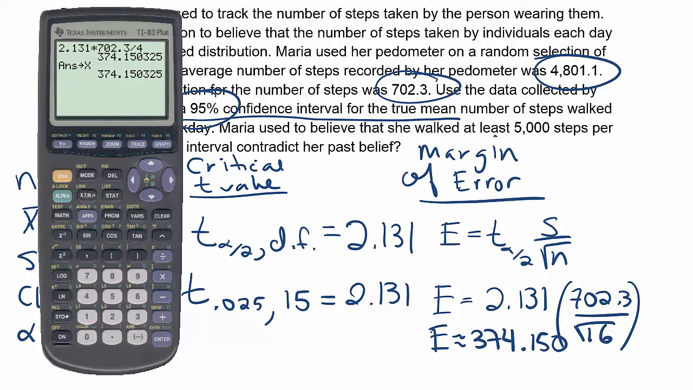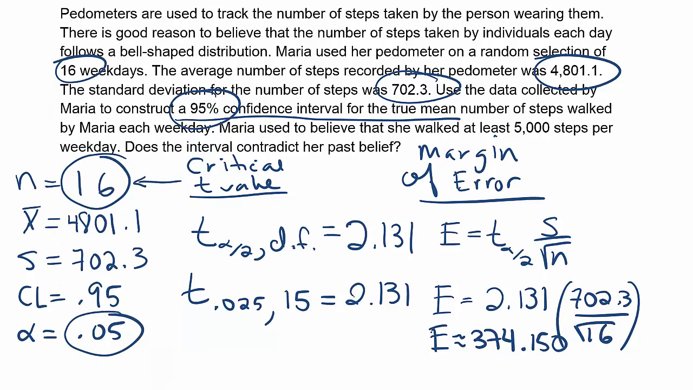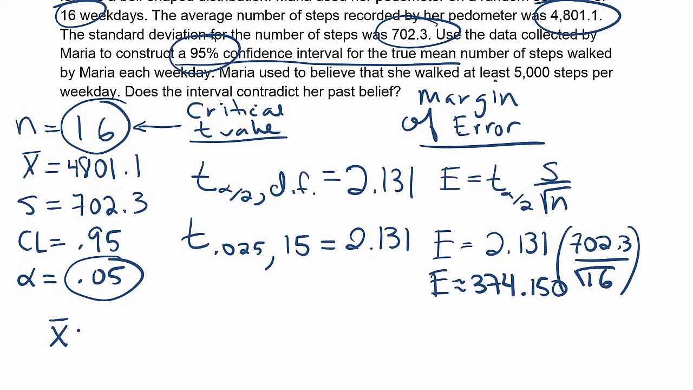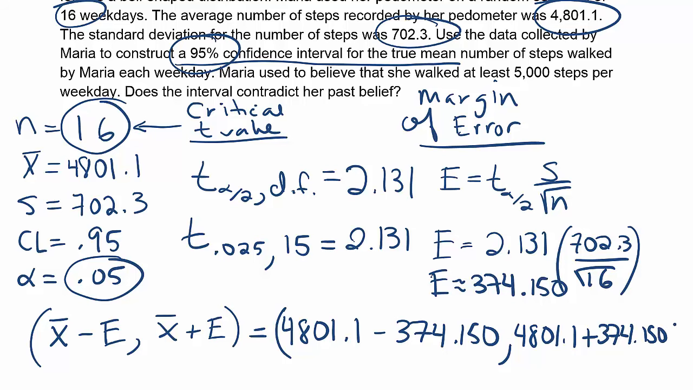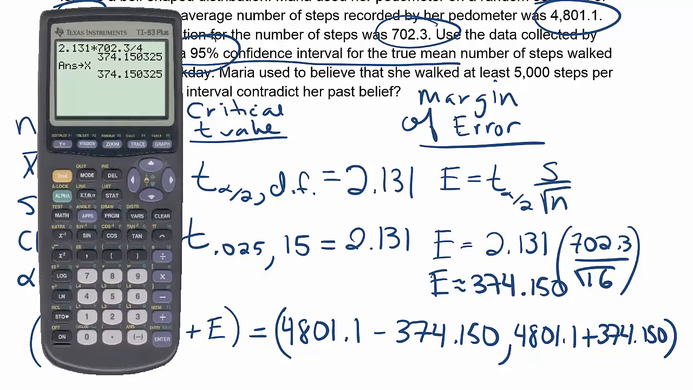Now it's in my calculator, and we'll use it in the last and final step, the step that involves constructing the actual interval. Okay, so the final step is the same as before. It's x bar minus E and x bar plus E. So in our case, it'll be 4,801.1 minus the error, which is 374.150 approximately, right? And then 4,801.1 plus that 374.150. All right, let's work that out and see what that gives us.